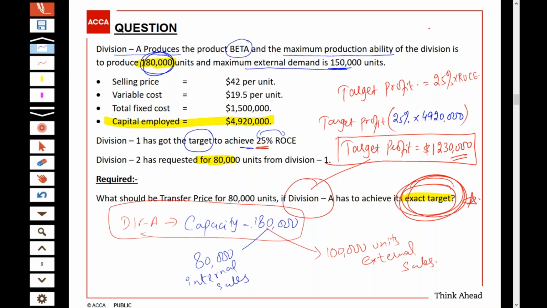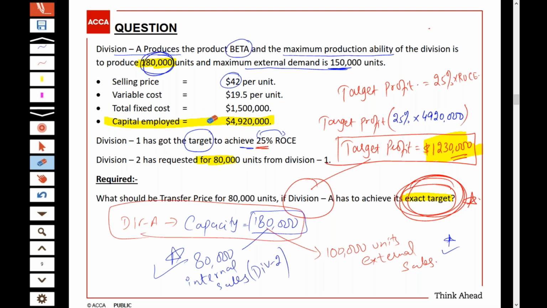Okay. So this is the maximum capacity. It will be transferring 80,000 to division 2 and 100,000 to the external sales. Now the external sale price is 42. Just look at the figures, which are yellow shaded. External sale is 42. Variable cost is 19.5. Total fixed cost is 1,500,000, and capital employed is given. And the target profit is 1,230,000.